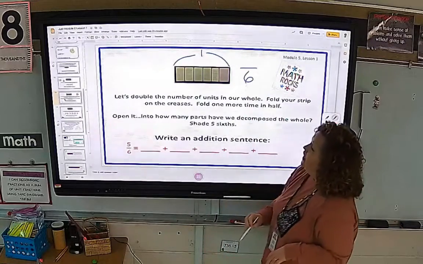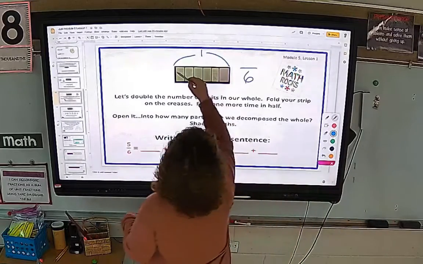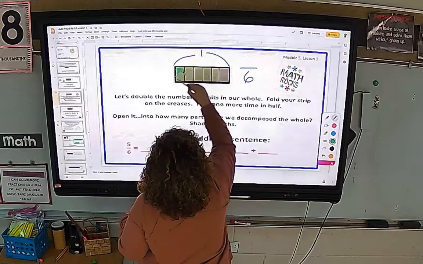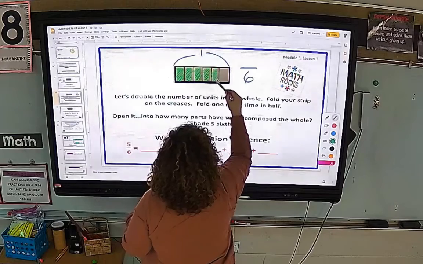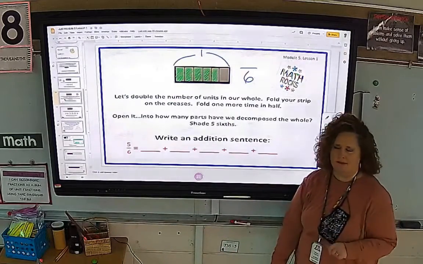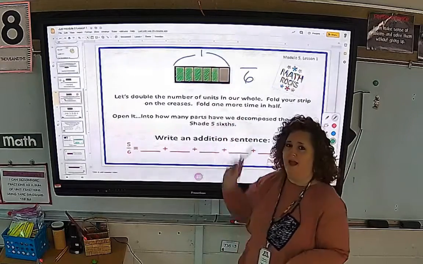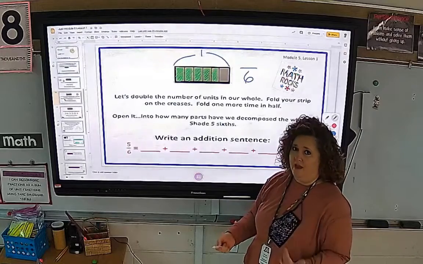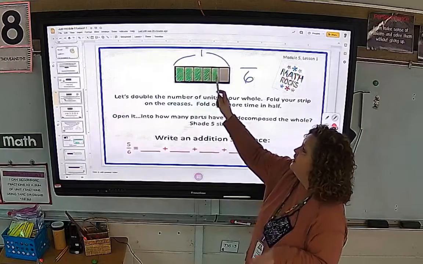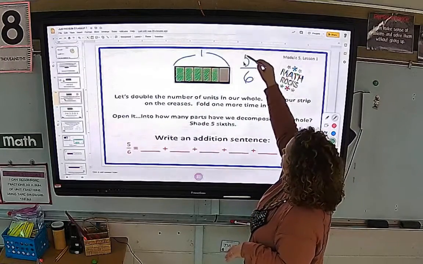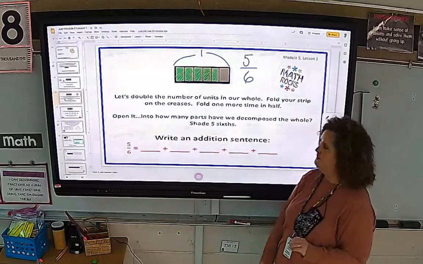Now, the shading is a little bit hard to see on this, so I'm going to shade on top of that for you. This one is shaded, and this one is shaded. This one, and this one. Almost all of them, but not quite. All right, so if this equals 1 whole, but this is the fraction that we have, how many pieces are shaded? That would be our numerator. 1, 2, 3, 4, 5. Just 5 of them. But there are 6 pieces that make 1 whole. So that is our denominator.